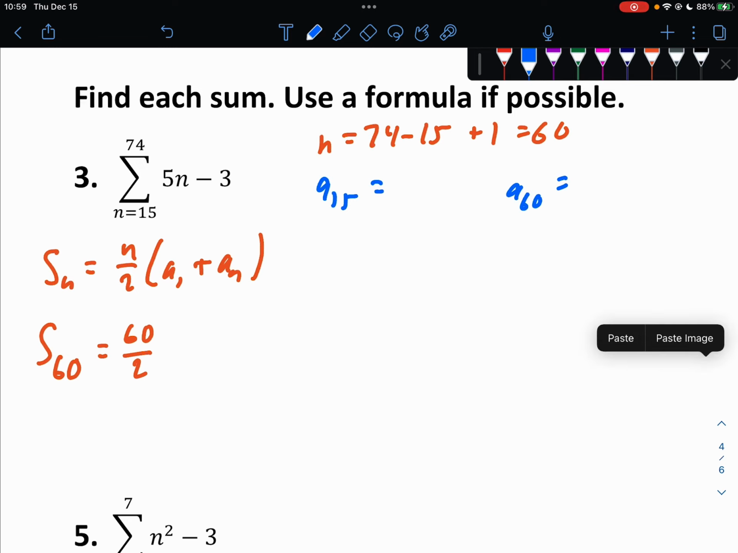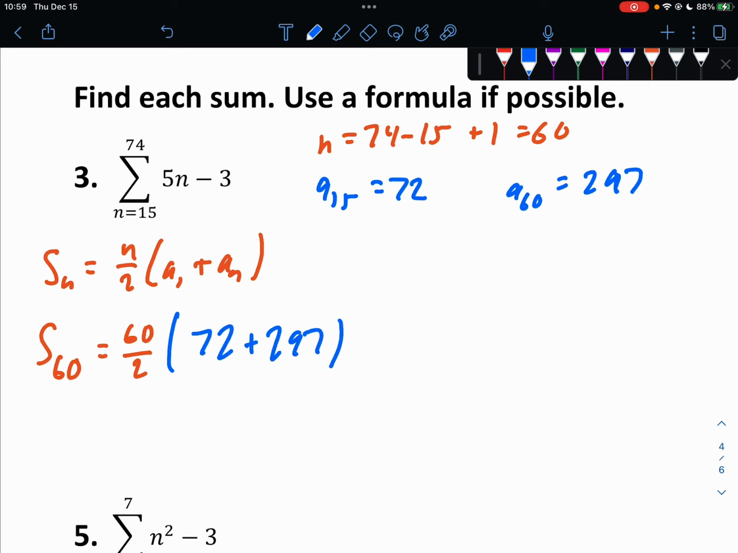So a sub 15 is 5 times 15 minus 3, that's 72. And a sub 60 is 5 times 60 minus 3, which is 300 minus 3, which is 297. So that's 72 plus 297. All right, so we have 30 times 72 plus 297, and our sum is 11,070.